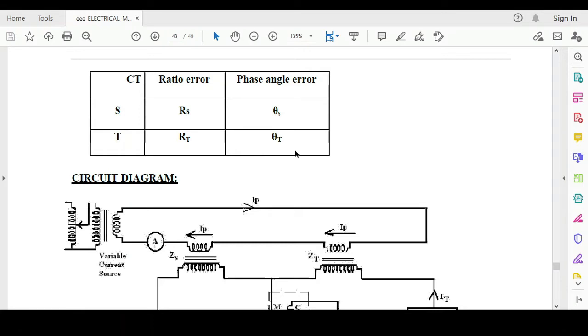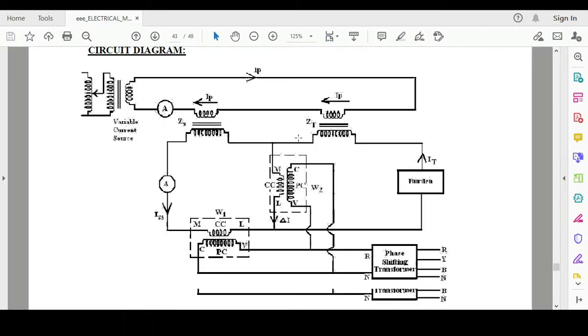That is our experiment. Here you can see this is the circuit diagram. Okay, here this is a variable current source. That means through the variac we are going to vary the current input to the transformer. You can see the primaries of two current transformers are connected in series because current is the parameter here. So in order to measure the primary current, these two primaries of transformers are connected in series, and an ammeter is connected in series with both the primaries to measure the primary current.